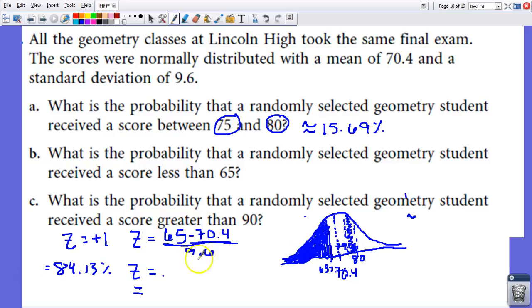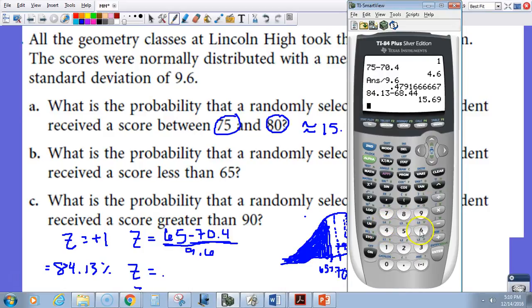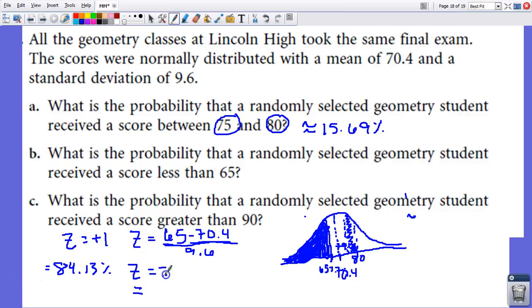Okay, so we just find this 65 minus 70.4 divided by 9.6. So 65 minus 70.4, it's going to be negative, right? Divide that by 9.6, negative 0.5625. Let's look it up on our table.